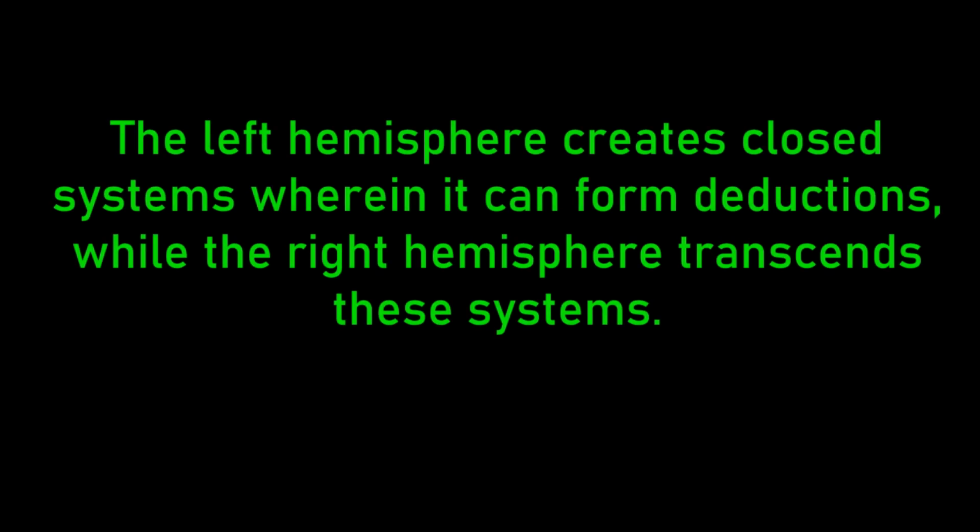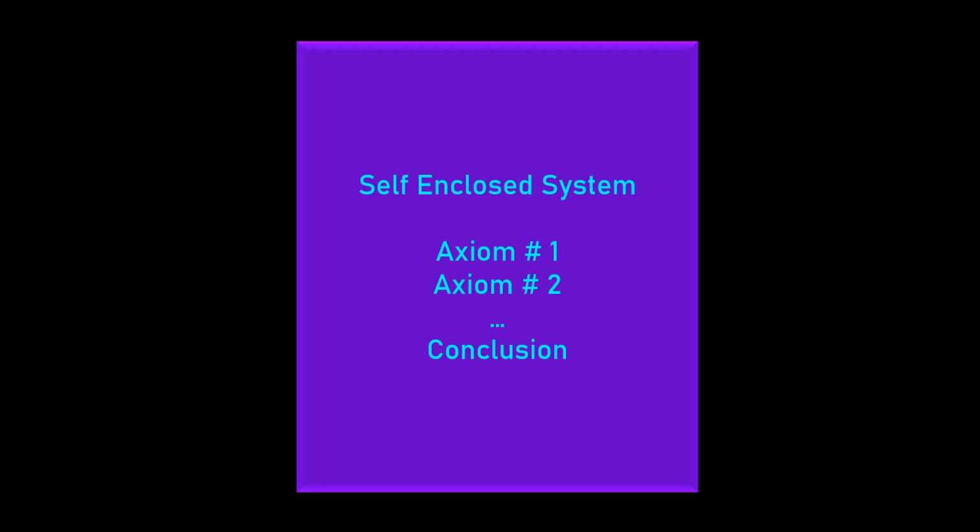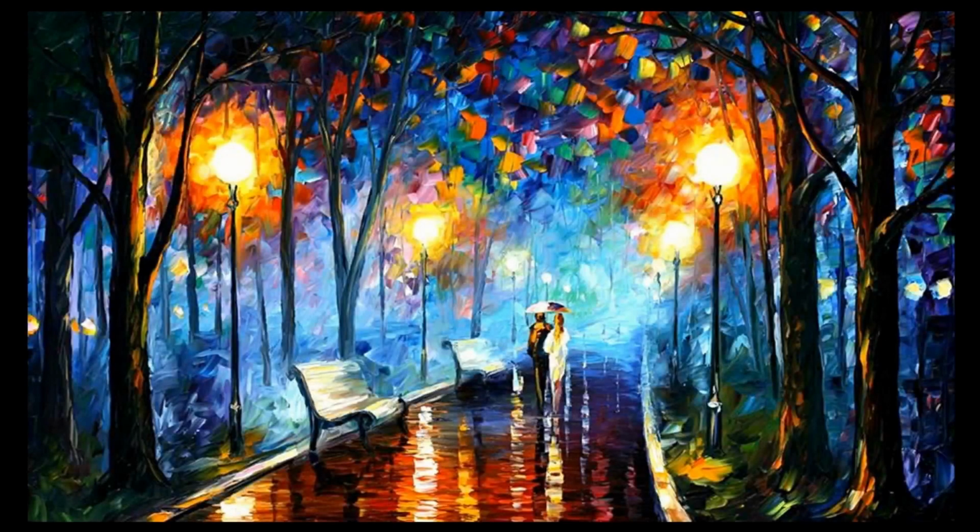In other words, the left hemisphere creates closed systems wherein it can form deductions, while the right hemisphere transcends these systems. Here we can see a fundamental difference between the cognitive styles of the left and right hemisphere. The left hemisphere deals with rationality, with rules within a self-enclosed system, and makes deductions by confining itself within this system and following the logic to its conclusions. The right hemisphere deals with transcendence, i.e., going beyond our assumptions to arrive at higher insights, which take into account the inherent ambiguity of the world, which is why it is more impressed by art, which resists logical analysis.